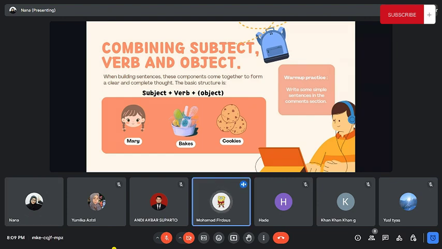Okay, sis. My example is: he cooks nasi goreng. Okay, so which one of those is which? Which one is the verb? Which one is the subject? And which one is the object? Subject is he, cooks is the verb, and nasi goreng is the object. Okay, thank you so much. That was great.